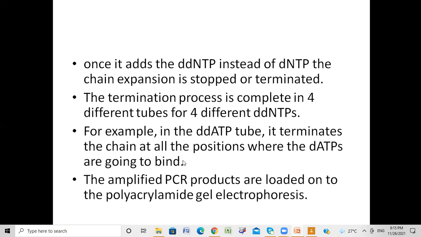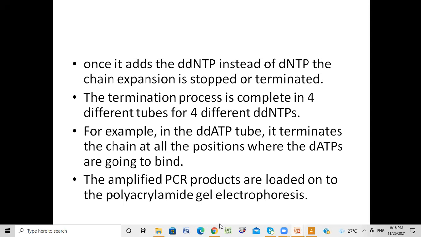Okay, so that is the probability the ddNTP can go and join. Wherever the dATP can go and join, the ddATP can go and join randomly, because we have a number of DNA fragments. We amplified that one. So the chances are that at every A position the ddATP will go and join randomly, so they will be getting different fragments of that particular DNA fragment.